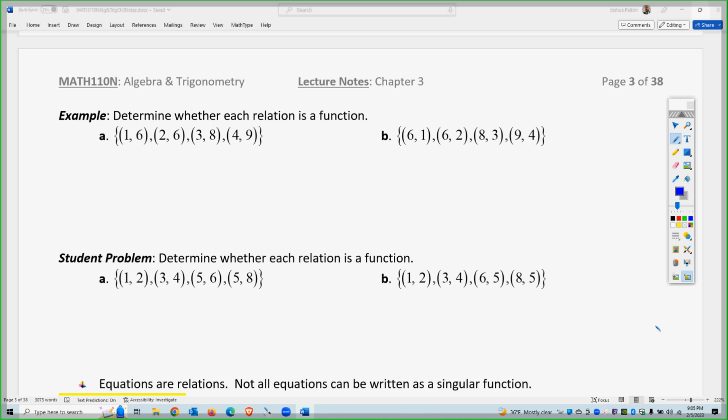Okay, so if I have tables of coordinates, I can figure out whether the relation is a function or not. I can make a mapping if I need to, or I can just look at them. It depends what I'm going to do. So I'll make a mapping.